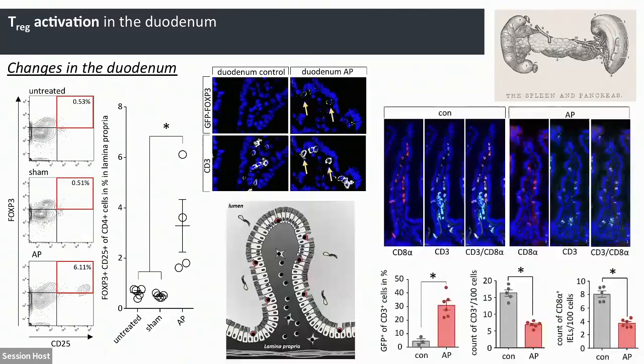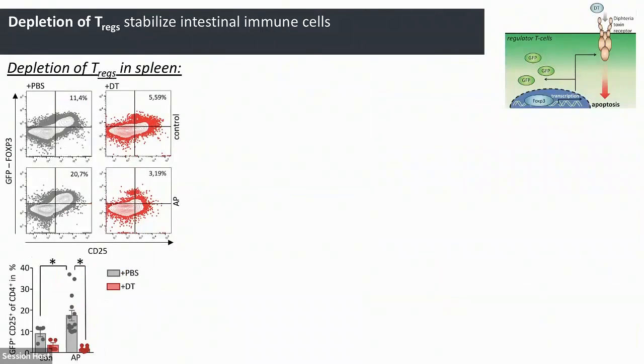In contrast to regulatory T cells, other T cell populations, especially intraepithelial T cells, which are here shown in red fluorescence, which are marked by CD8, or T cells in the lamina propria, here shown as blue cells, which are normally marked by CD3 or CD4, they get reduced, in contrast to FOXP3 expressing regulatory T cells, which are dramatically increased.